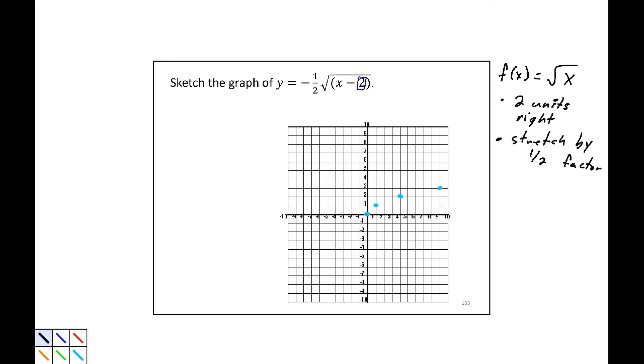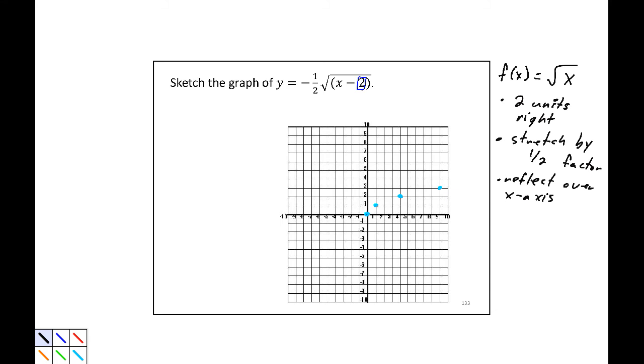Next, we have a reflection. Reflection over the x-axis. Last, we have vertical shifting. Oh, we don't actually have vertical shifting, so we don't have to worry about that. We don't have a plus value at the end.